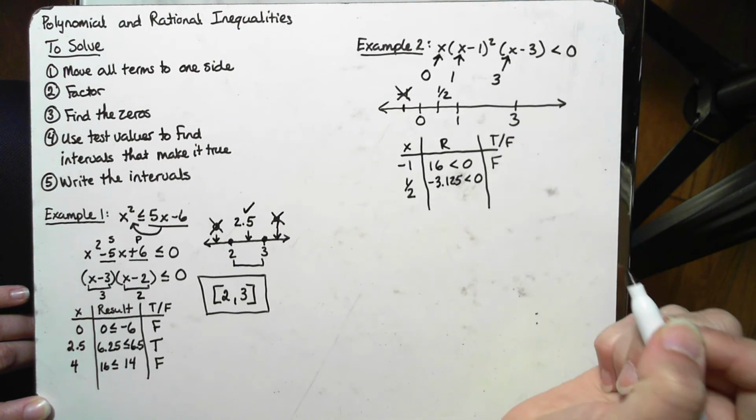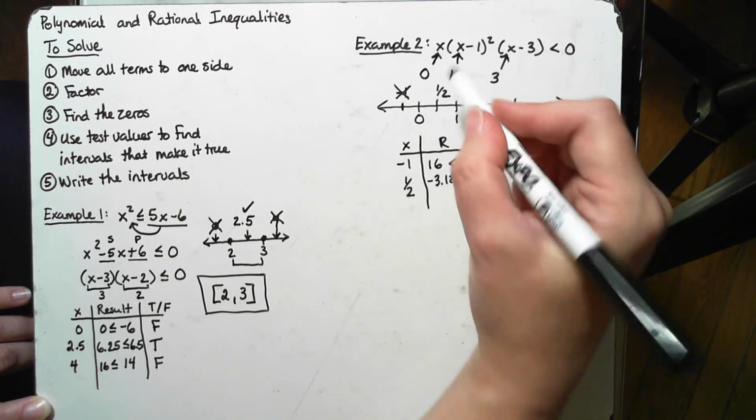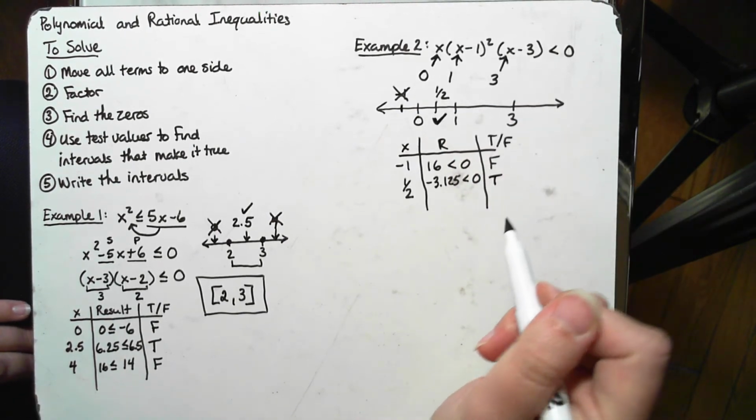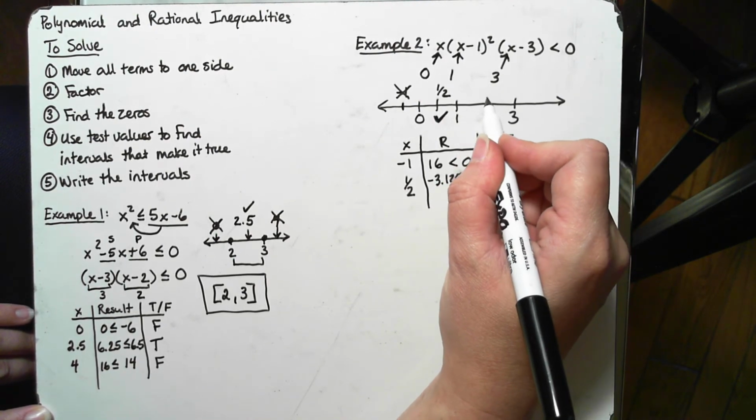And is that less than 0? Because it says less than 0. Yes, it is. So this one actually worked. And I'll put my check down here because there's not enough room up there. Now I'll pick a value that's in between 1 and 3. I think 2 sounds like a really good value.